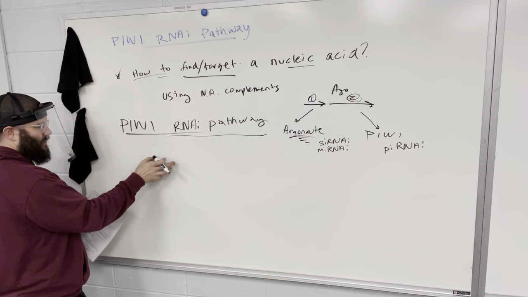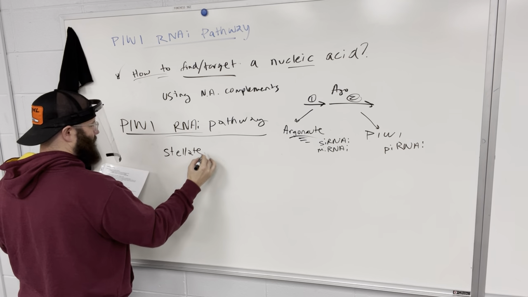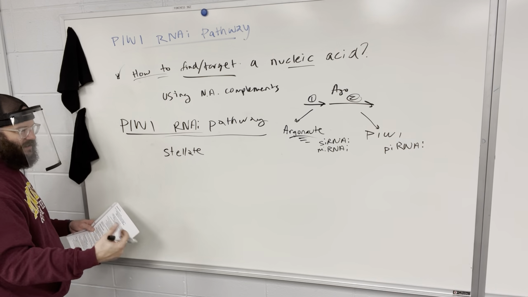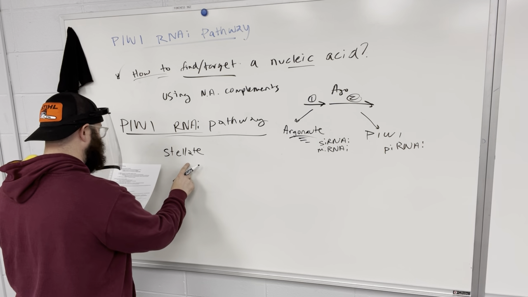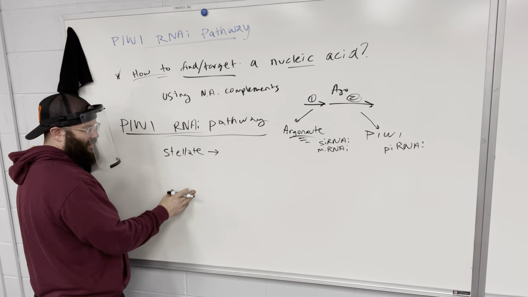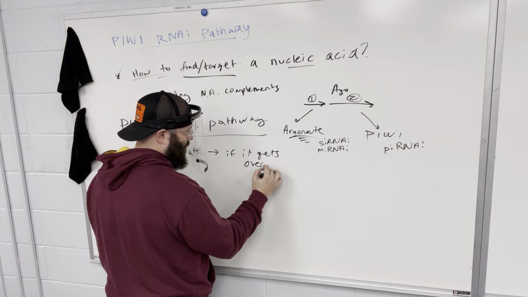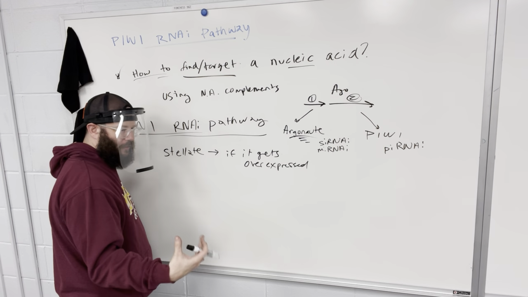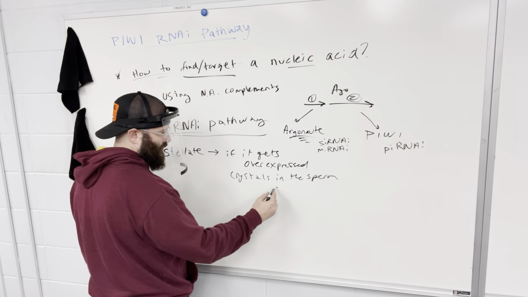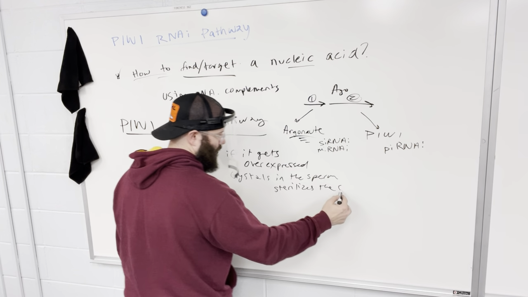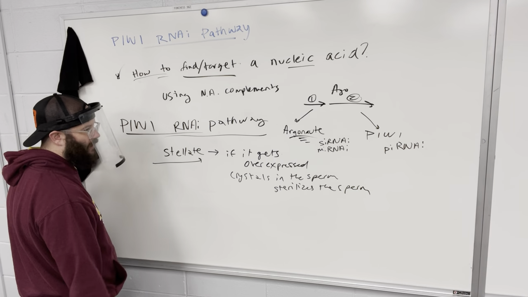The way that it was identified is there was this gene called stellate. You don't need to remember this, I'm showing you this as it's an exemplary story of how things are discovered. So stellate is this weird gene in Drosophila, and I'm not sure exactly what it does. It seems to be some form of parasitic DNA. And if it gets overexpressed, it forms crystals in the sperm and it sterilizes the sperm. I don't know enough about the evolution of this thing to understand why it would ever want to do this or how it came about, but this is what it was doing.